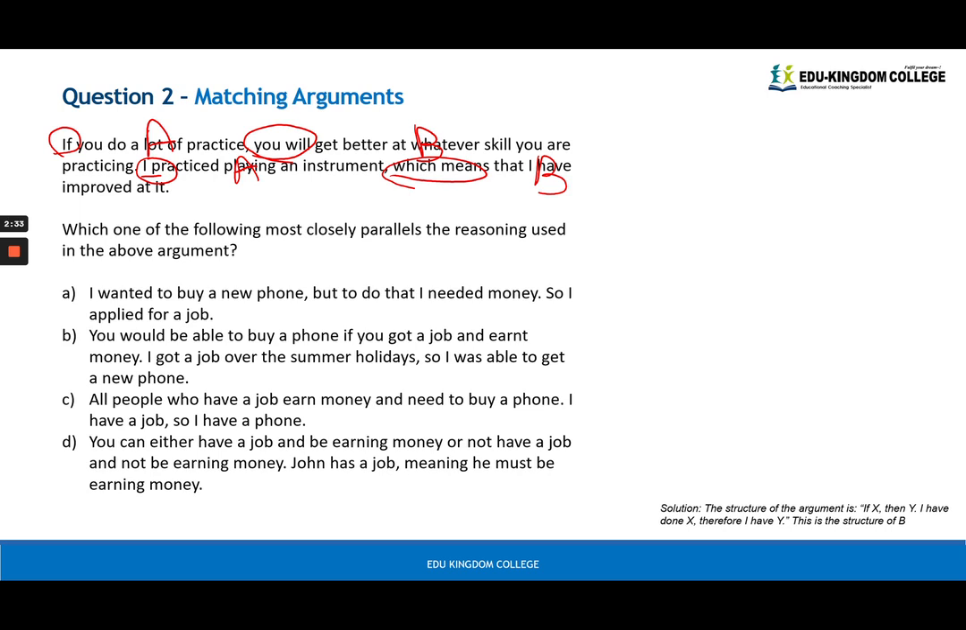Which most closely parallels that? Option B. You will be able to buy a phone if you get a job and earn money. So, if you do A, you can do B, right? If you got a job and earn money. I got a job over the summer holidays, right? So I was able to get a new phone. Because I did A, I can do B.